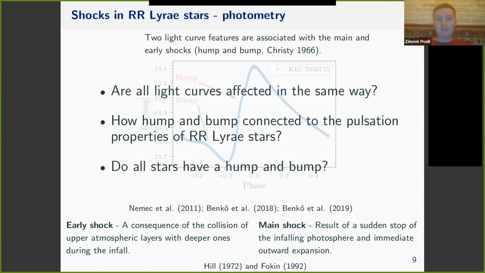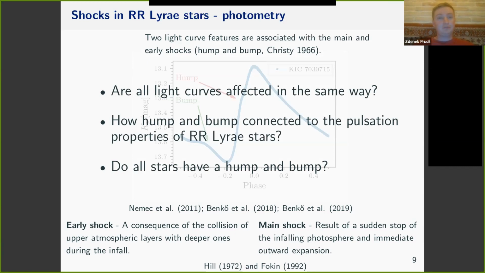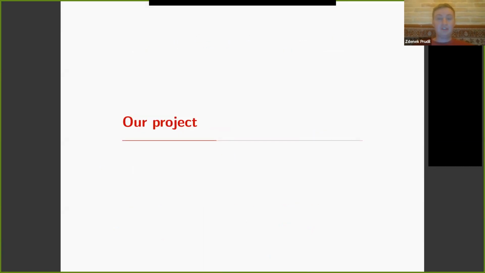And do all of the stars have these wrinkles on the light curve? And are those wrinkles all the same? Because if you look at the light curve, they look quite consistent. And if you look at the different light curves, they might be looking quite differently. And in different wavelengths and different passbands, they would look differently. So in our project, we decided to study these photometric effects of the shocks.